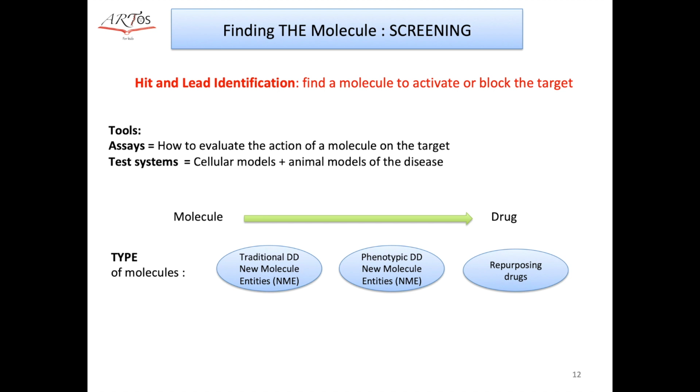There are different types of source of molecules. What we call the traditional drug discovery new molecule entities with the traditional drug discovery pathway. Then you will see the phenotypic drug discovery new molecule entities or the repurposing drug.